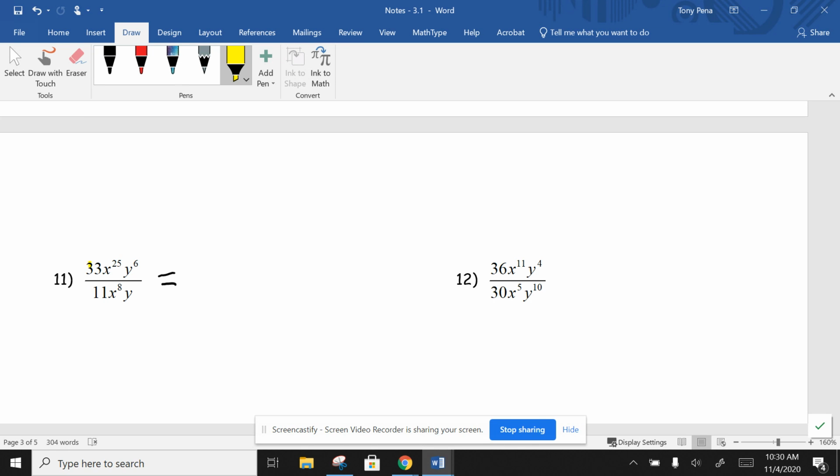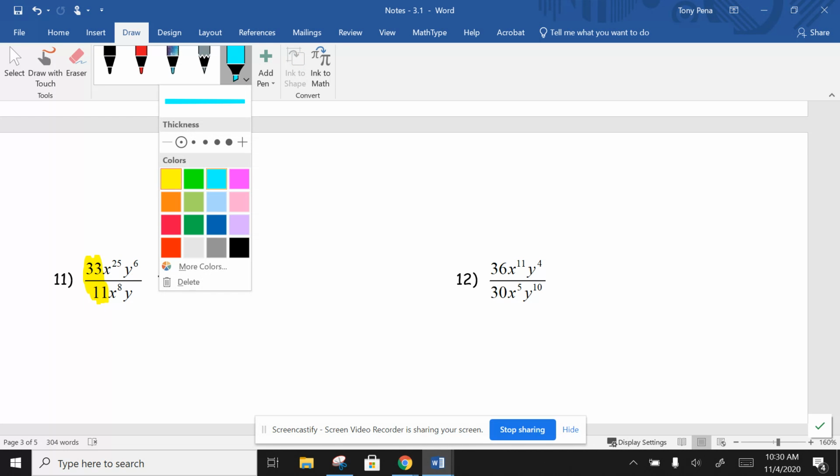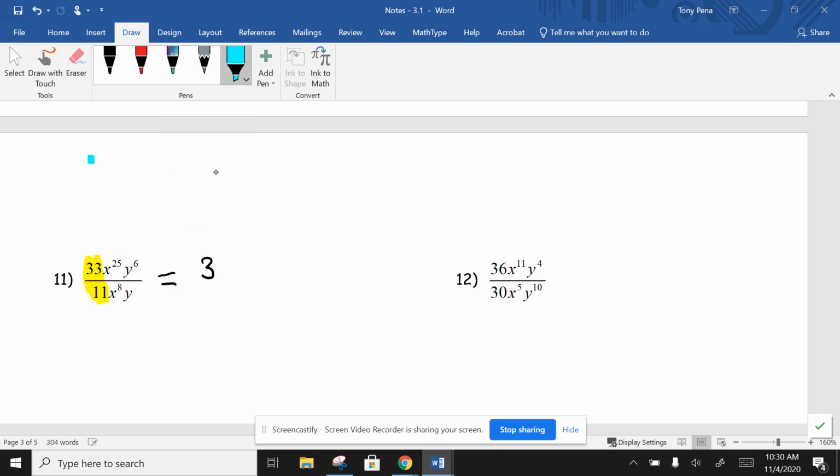All right, let's see what we got here. The numbers behave normally, so don't start being creative and making stuff up. 33 divided by 11 is still just a 3. So we were not subtracting anything there. You just do your normal 33 divided by 11. When I now take an x to the 25th and divide that by an x to the 8th, when we divide like terms, you subtract the exponents. So that should be 17, and I had more on top. So it should be an x to the 17th in my numerator.